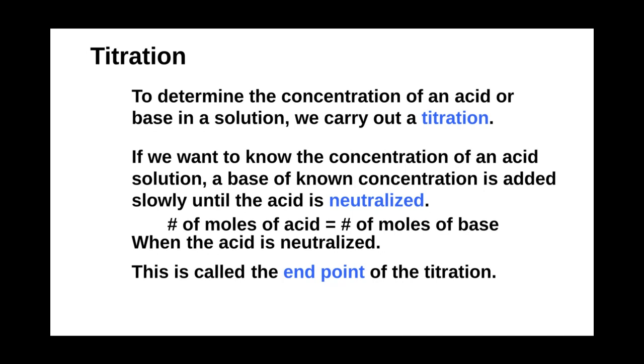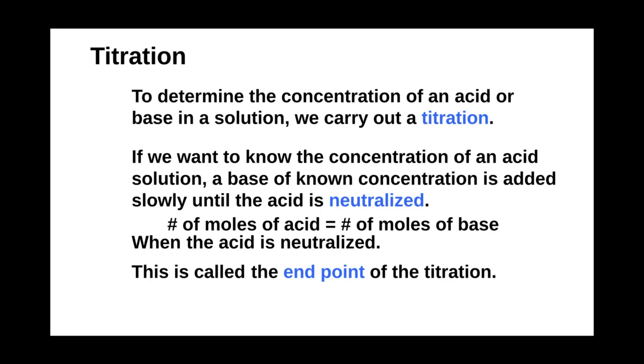It's very straightforward. Now, if you want to know the concentration of an acid, you add a base of known concentration until the acid is simply neutralized, i.e. it brings the pH to 7. So, conceptually speaking, the number of moles of acid has to equal the number of moles of the base when the acid is physically neutralized.